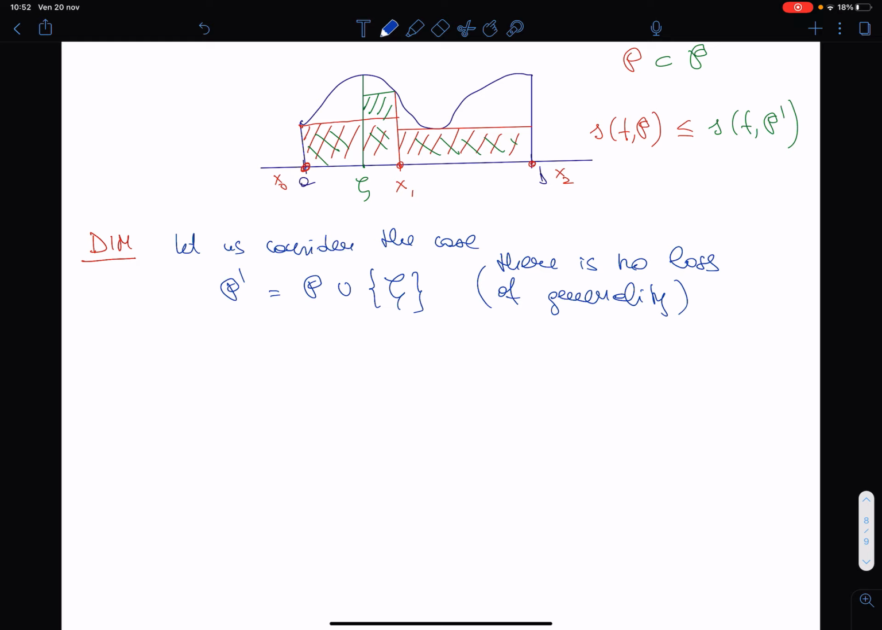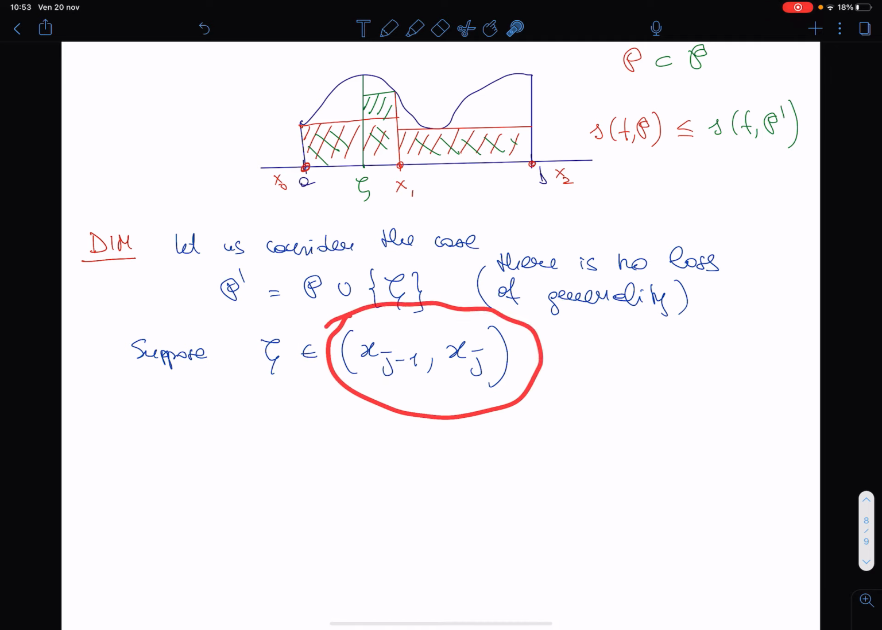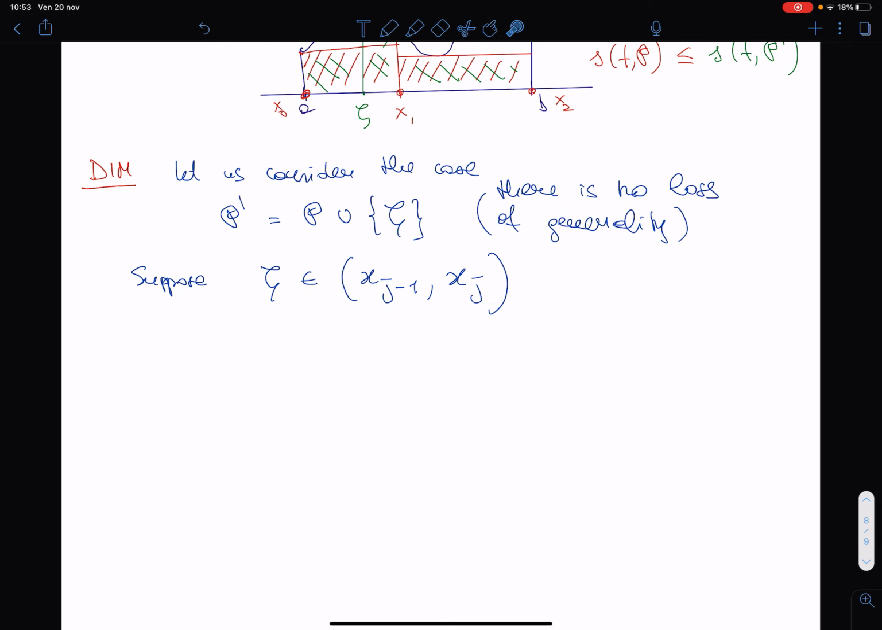So to fix the notation, we suppose that Z falls inside an interval of the old partition, for instance, the j bar-th interval. So it is in (x_{j bar minus 1}, x_{j bar}). In the case of the picture here, j bar is equal to 1. The idea is that Z will fall somewhere, and this somewhere will be contained in an interval of the old partition. We take this interval open, otherwise we reobtain the same partition. So we want to make this proof more effective.